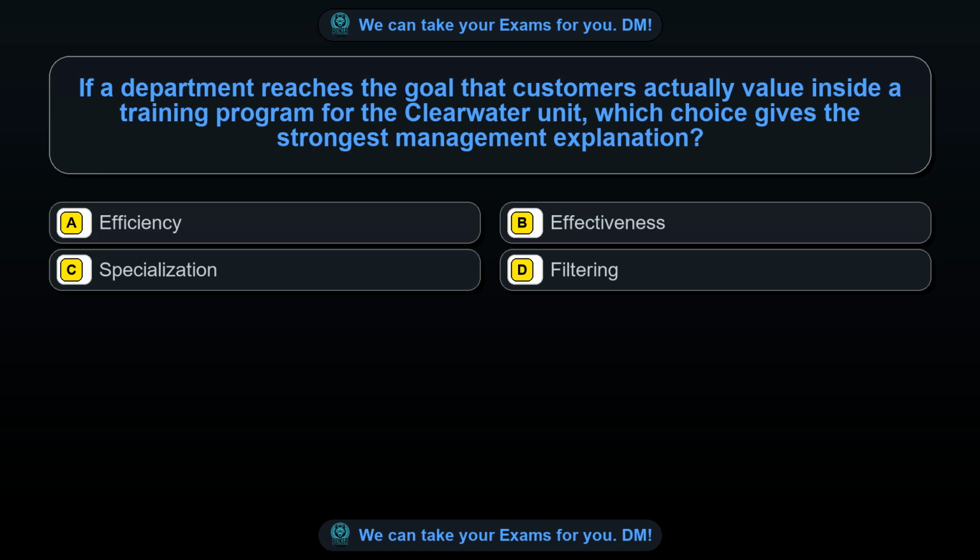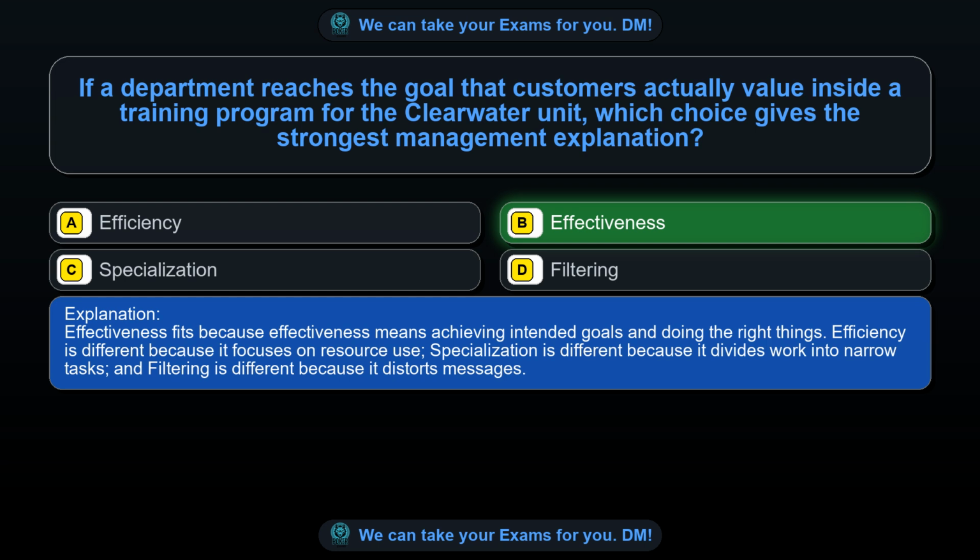Question 30. If a department reaches the goal that customers actually value inside a training program for the Clearwater unit, which choice gives the strongest management explanation? Option A, efficiency. Option B, effectiveness. Option C, specialization. Option D, filtering. The correct answer is option B, effectiveness.